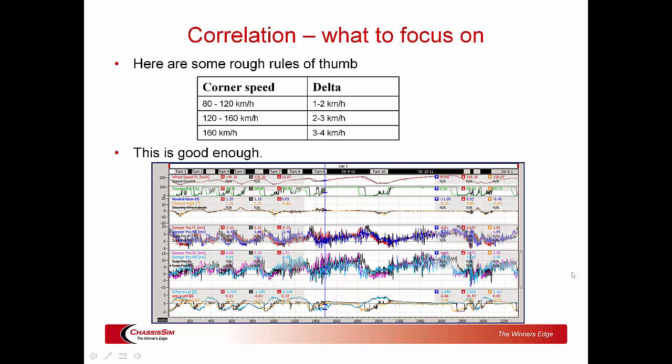So here are some good rough rules of thumb to go by. 80 to 120 for road course use, 80 to 120k an hour. If you're within a delta of 1 to 2k from actual versus simulated, that's good enough. 120 to 160, 2 to 3, that's fine. 160 and anything over 160 is about 3 to 4k an hour.